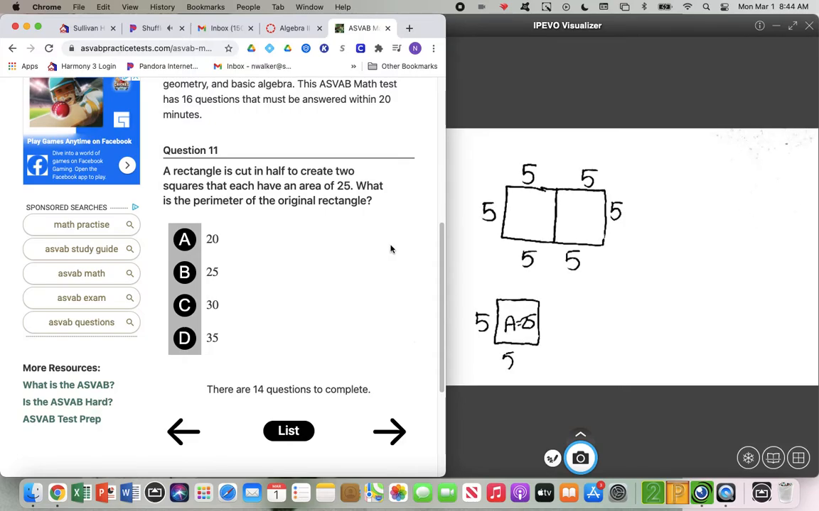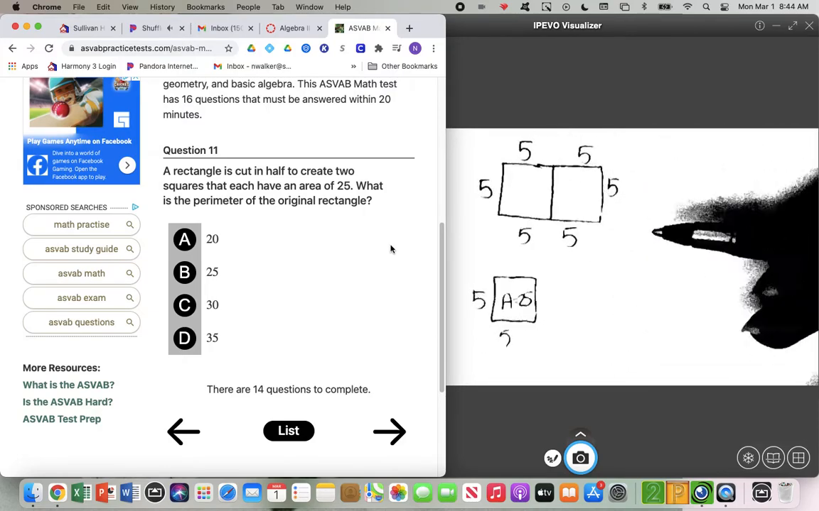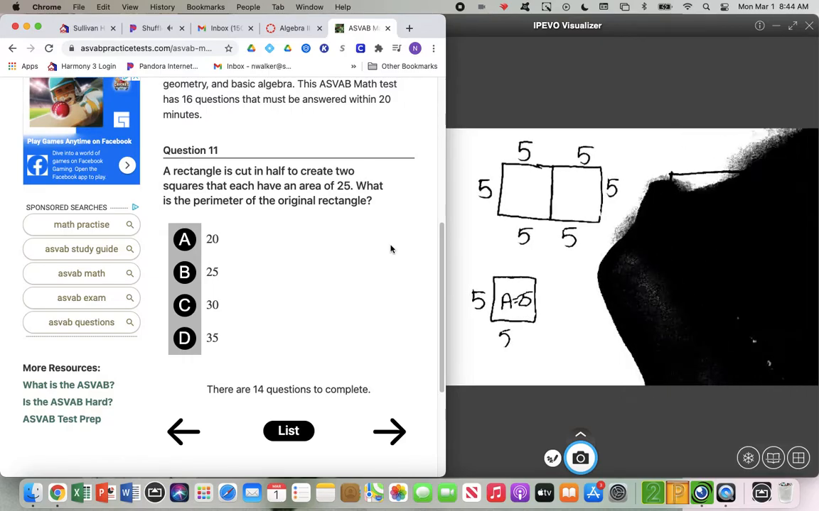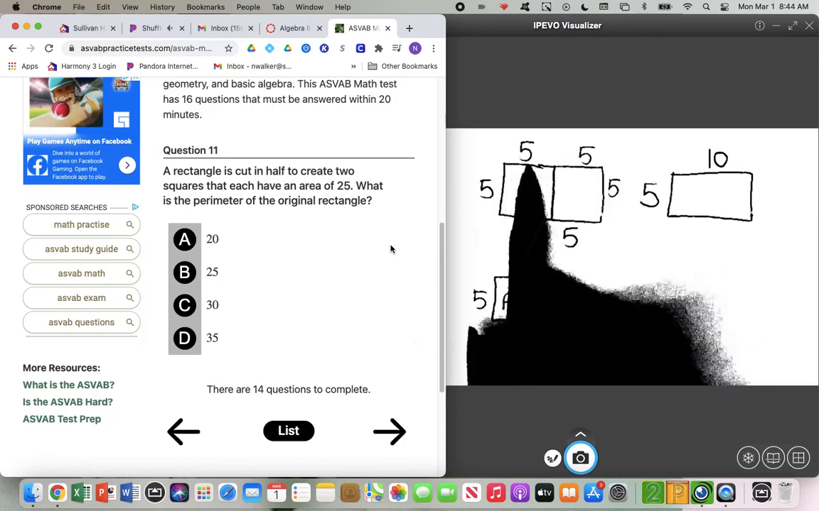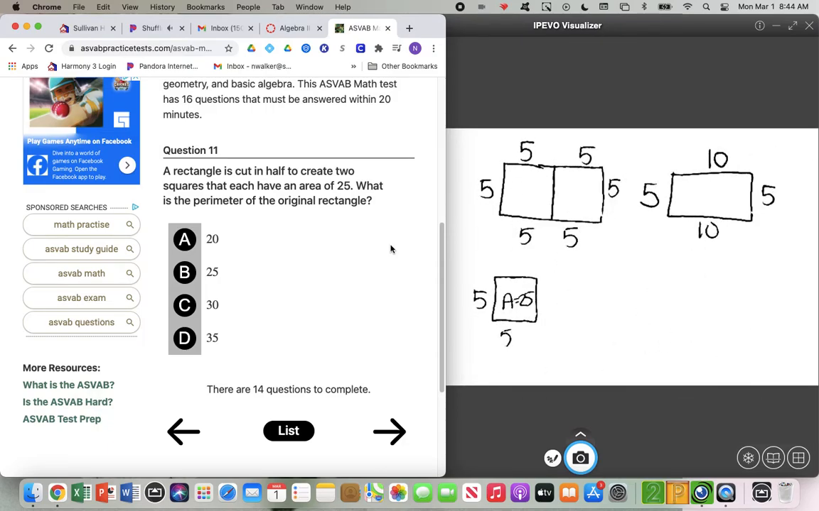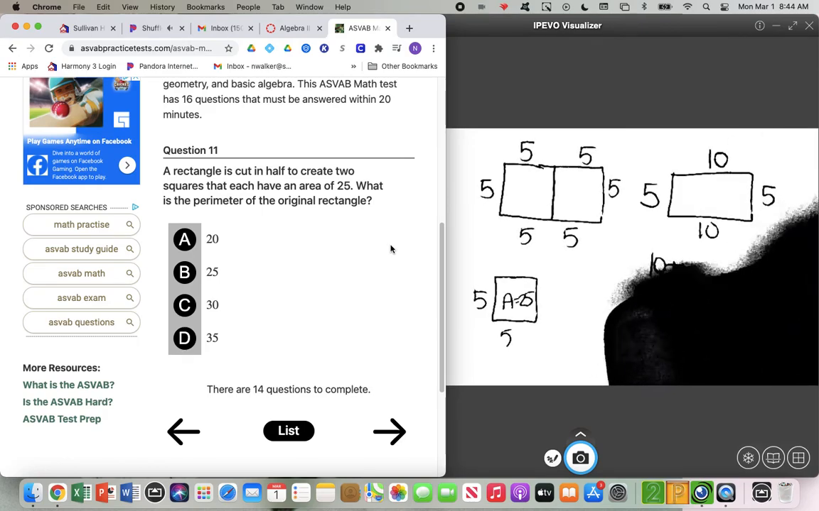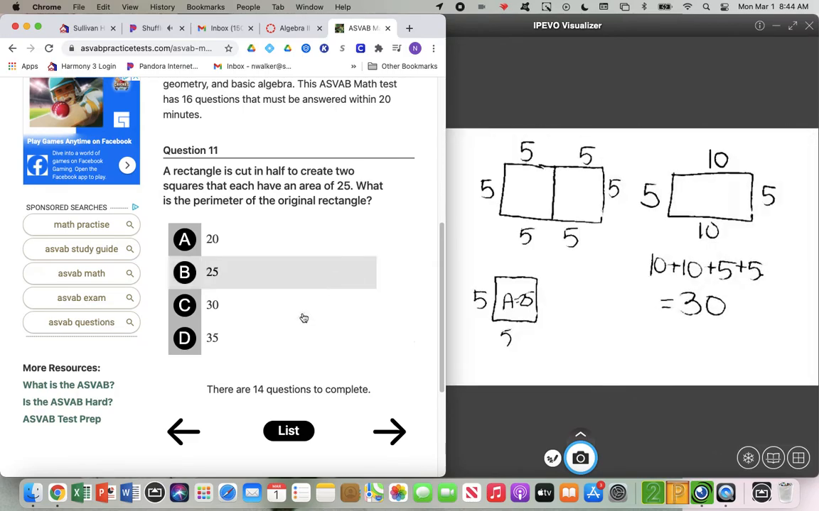We add. So once you know those side lengths are 5, this is telling us the original rectangle had a length of 10 and a width of 5, because whenever we split it up into 2, it became 5 and 5. So we are adding 10 plus 10 plus 5 plus 5, which is 10, 20, 25, 30. And there we go.